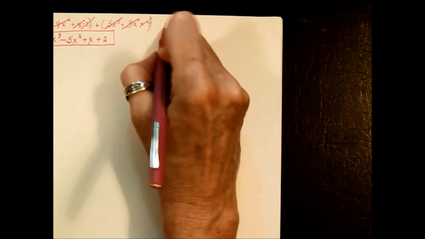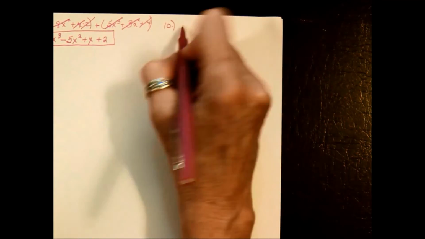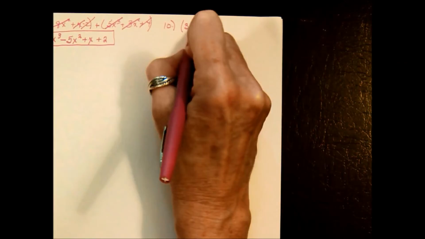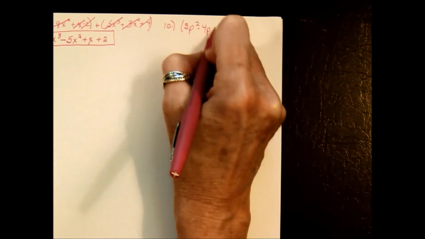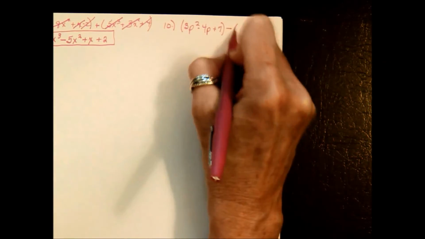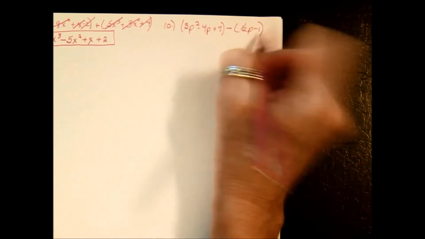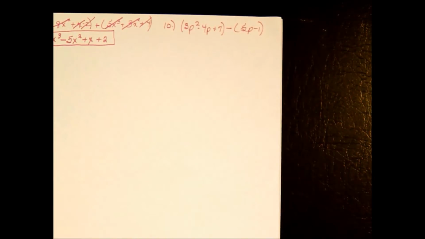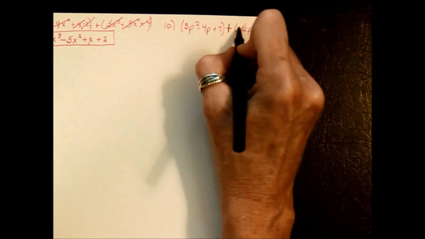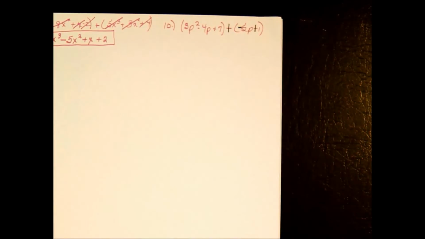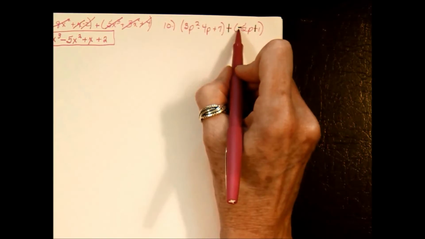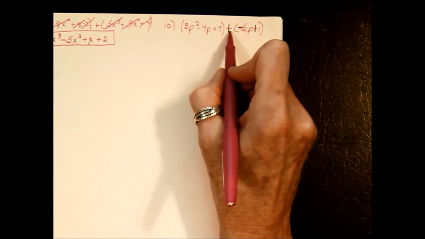Looking at number 10, we have one that is subtraction. So it's 3p squared minus 4p plus 7 minus 5p minus 1. What you want to do with subtraction is change to addition, change all the signs that follow, including that first one. Don't forget to change the sign on the first term after the minus sign.